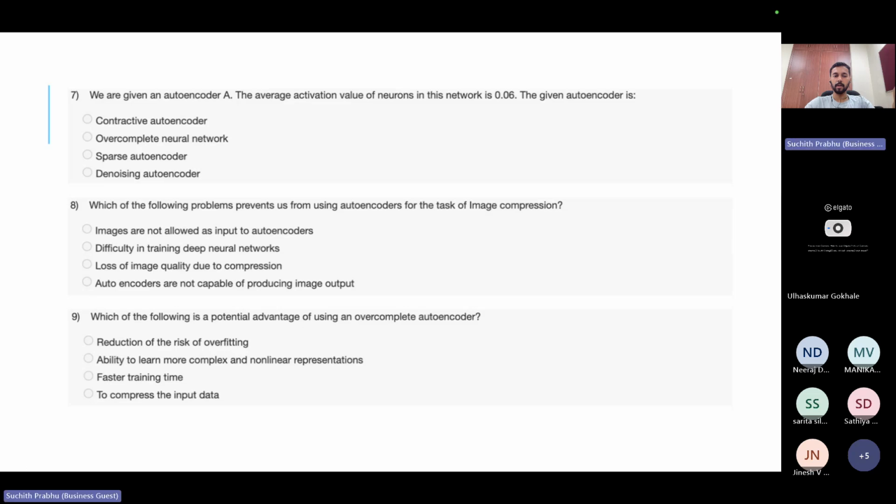So how could that happen? So could you tell me one case, which I think was discussed in the class as well. So when the hidden dimension is very large, what would happen is the model could directly copy the input in the hidden dimension. So it's not learning anything. So there is high risk of overfitting. So that's why we have to come with some regularization term for it to learn things. So what was the second part? Ability to learn more complex and nonlinear representation.